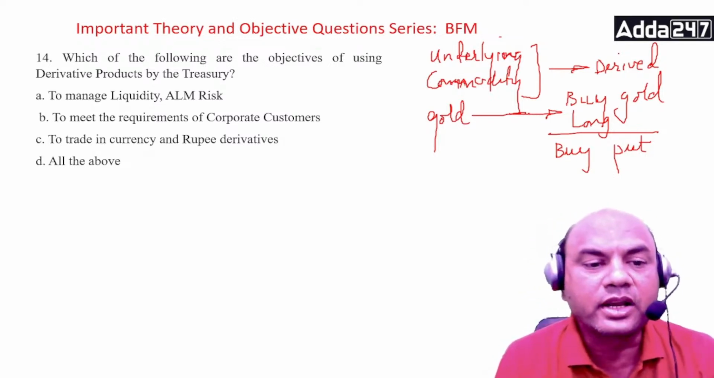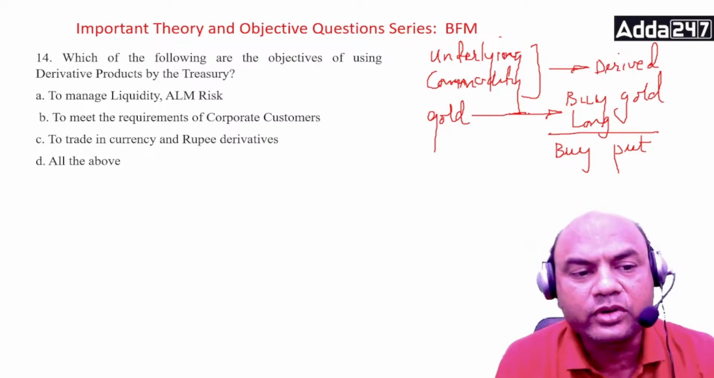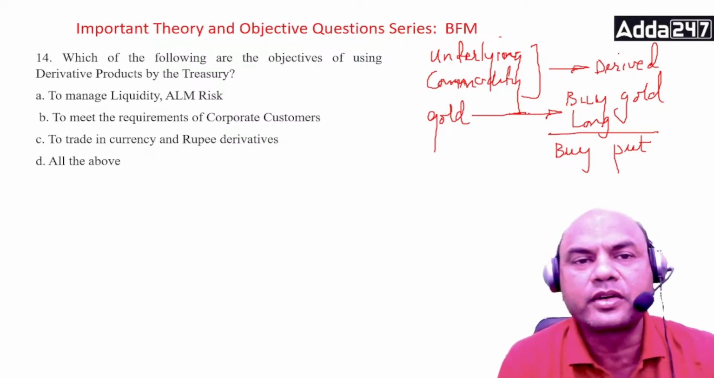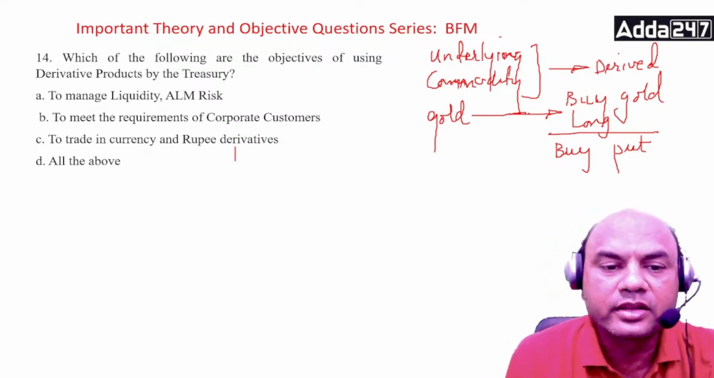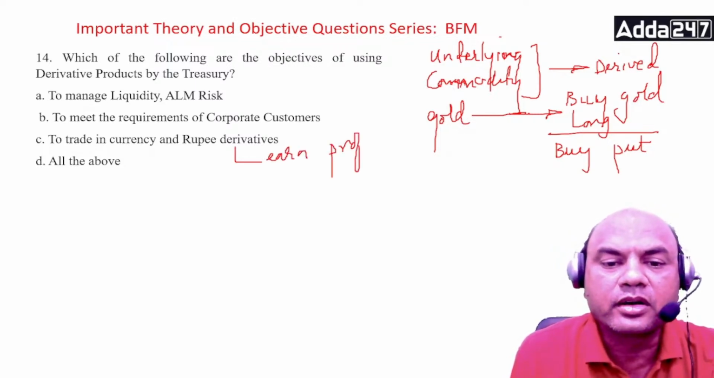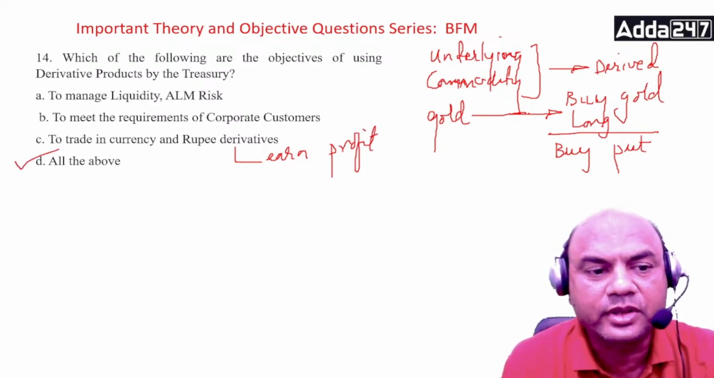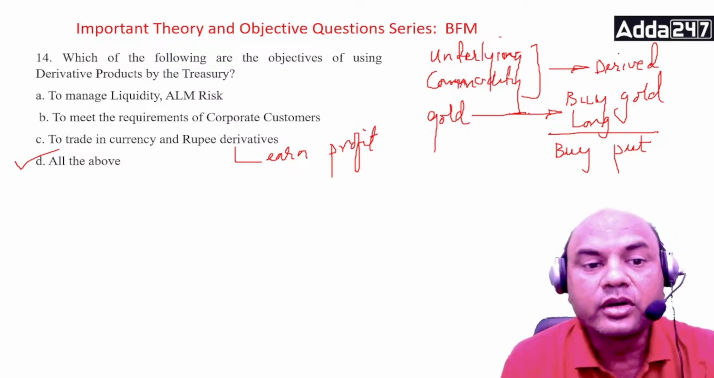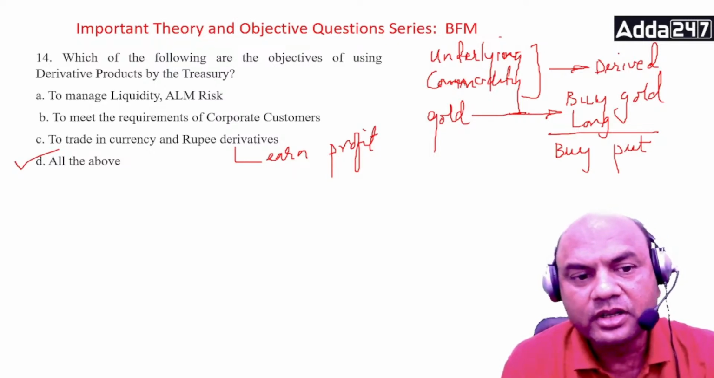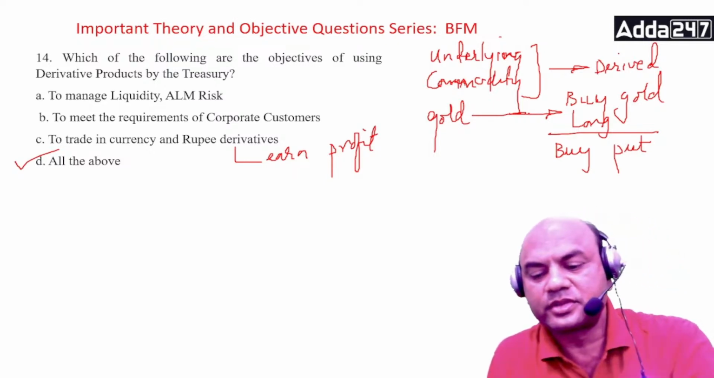And the third one is to trade in currency and rupee derivatives. Why do we want to trade in currency and rupee derivatives? To earn profit. So always remember, earn profit. What are the three aims then here? Earn profit. So the answer is all of the above. It prevents the risk also. It earns profit also.